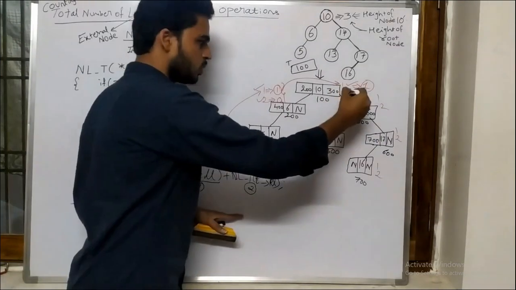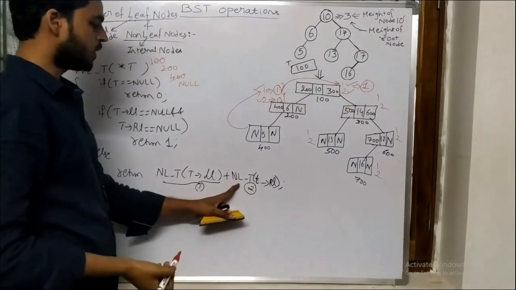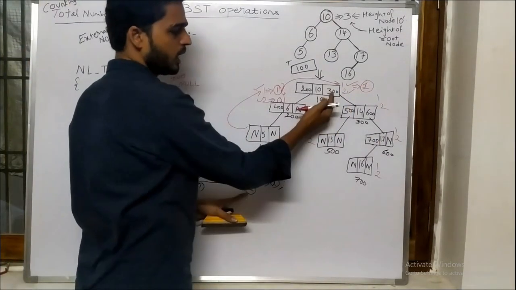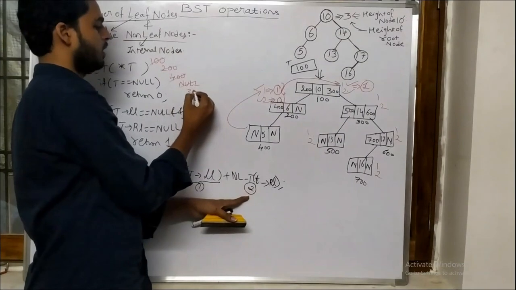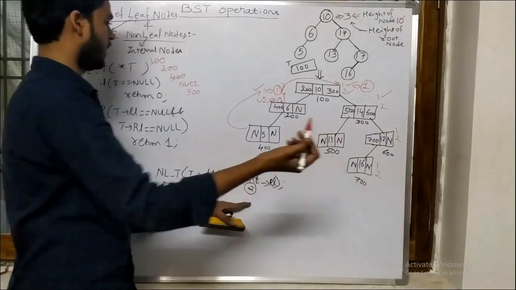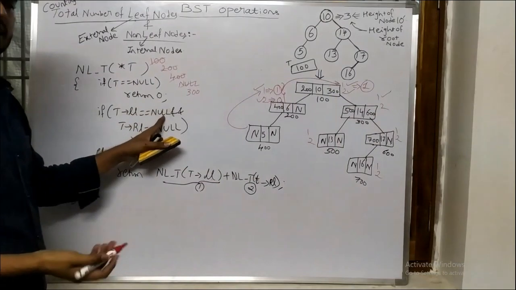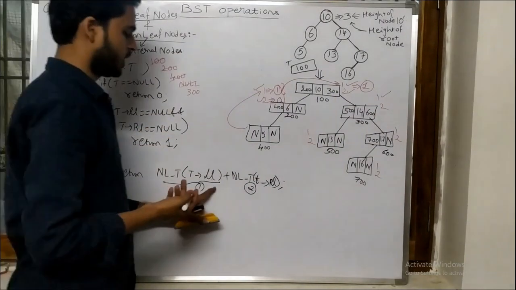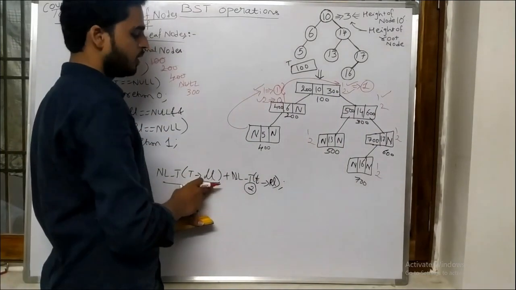After execution of this statement, it is going to execute the second statement. Second statement is what? T tends to right link. What is T tends to right link? 300. So it is going to pass here 300. Then it is going to execute the first statement. 300 is not null. 300 tends to left link is obviously a positive value, so it is going to execute the first statement. That is 300 tends to left link plus 300 tends to right link.